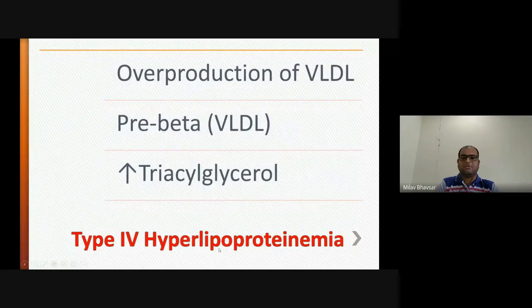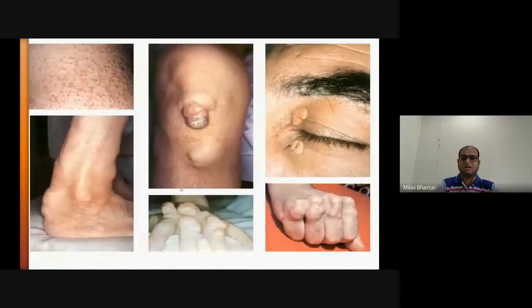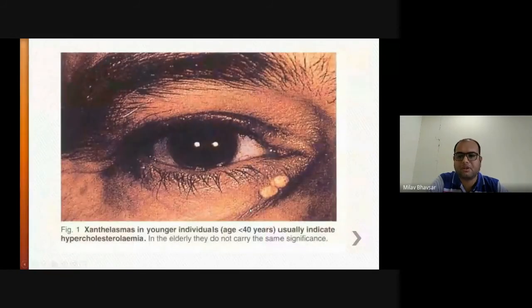Okay, and type 4, too much amount of VLDL is generated, so triacylglycerol will be increased. In type 5, it is basically a secondary condition. You have too much total cholesterol and triglyceride in the body. These are some of the examples of what happens in hypercholesterolemia. There will be deposits of cholesterol in the various tissues.